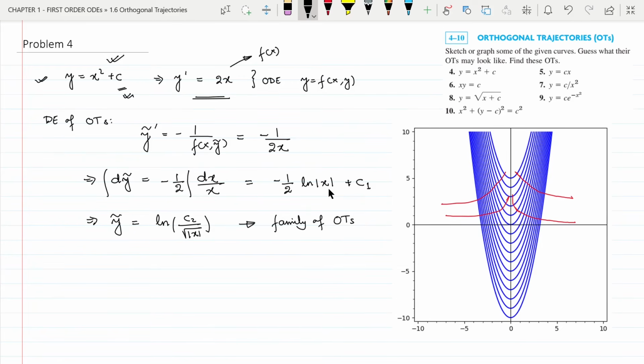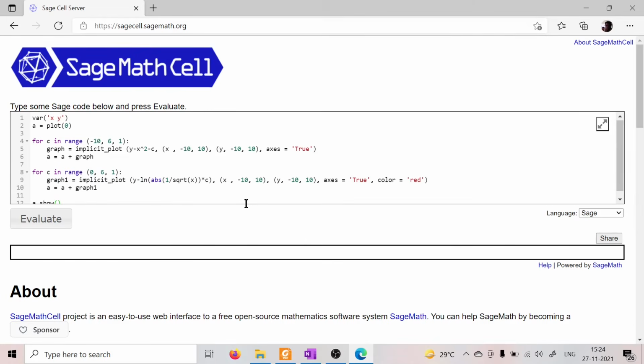Let us write this as c2 to differentiate them. So these are the family of orthogonal trajectories. Now let us graph them using SageMath. In previous problems, problem number 1, 2 and 3, I have already shown you how to plot family of curves using SageMath. Same concept is being used here.